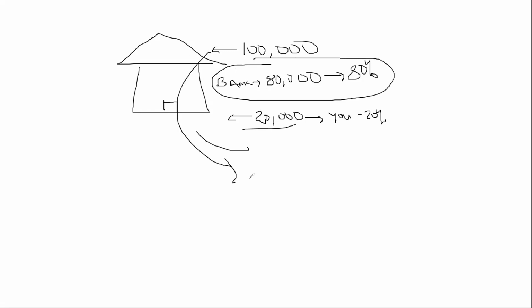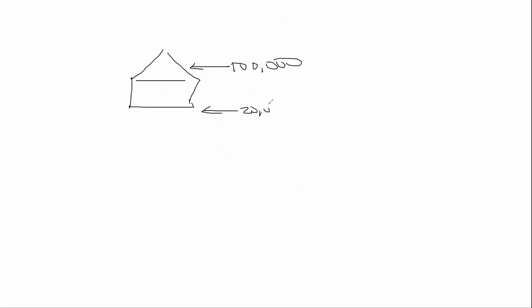Now, if you're lucky and the property goes up to 120,000, if you sell it at 120,000, you can give the bank back the 80, and then you have 40,000 left. So you made a profit of 100%, but you only used 20% to buy that asset. That's what leverage is. Actually, let me quickly draw that again. The house is 100,000. You only put 20,000, and the bank gave you 80,000. That was the leverage. The bank gave you that leverage of 80,000 for you to buy this.